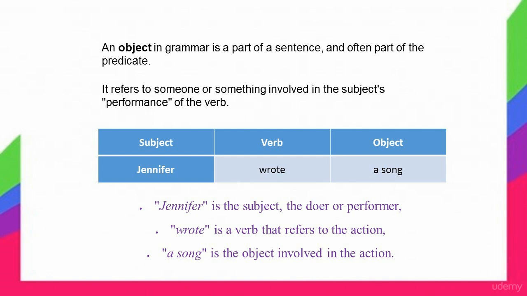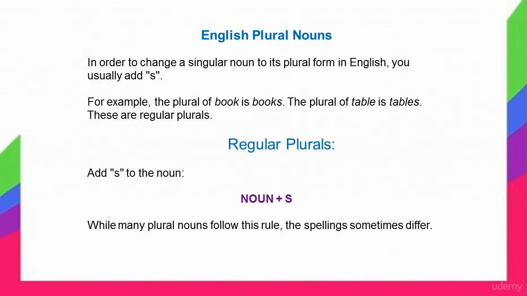Now, let's look at English plural nouns. In order to change a singular noun to its plural form in English, we usually add s. For example, the plural of book is books. The plural of table is tables. These are regular plurals. Regular plurals form by adding s to the noun.